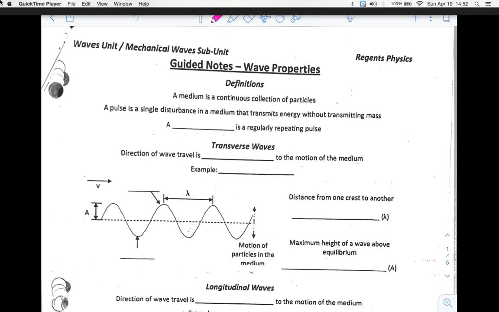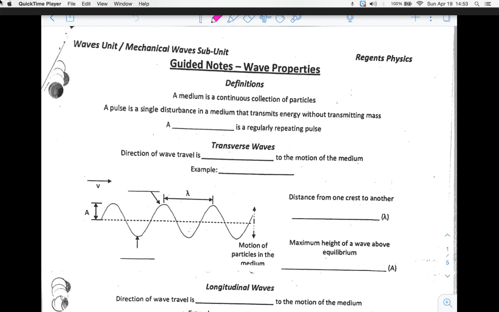The next part of waves that we can look at are the wave properties themselves. So, to review, we have a medium, which is a continuous collection of particles. Again, a medium is just the type of material or the substance through which the wave is traveling. A pulse is a single disturbance in a medium that transmits energy without transmitting mass.